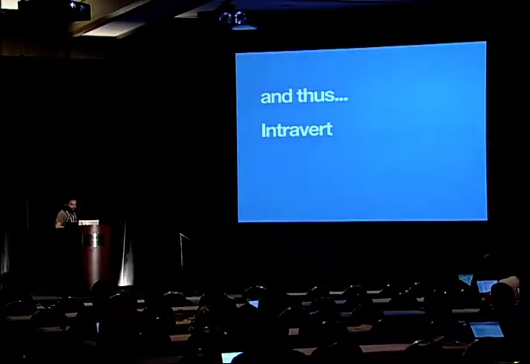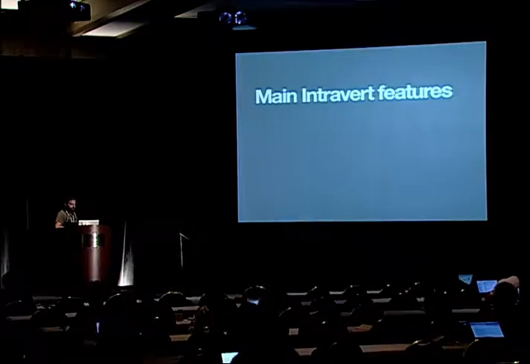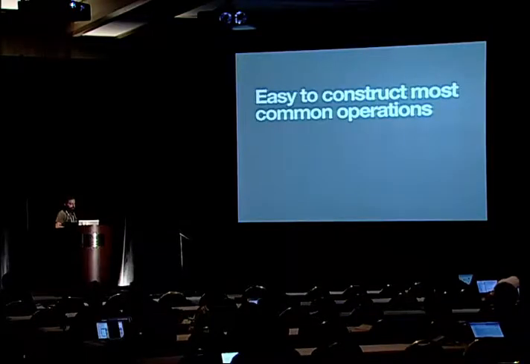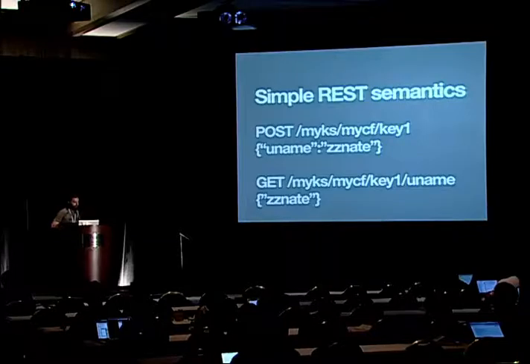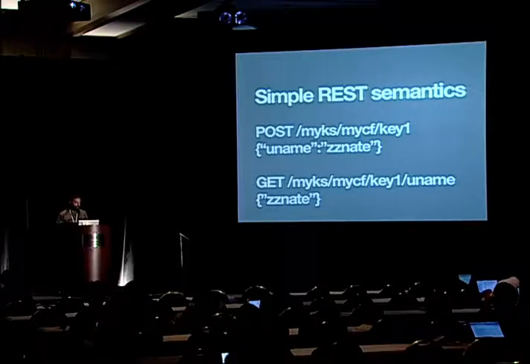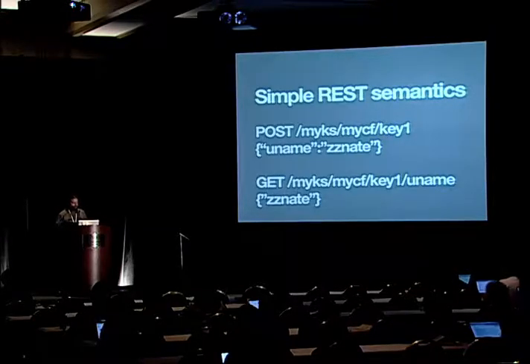So Introvert, main features: easy to construct most common operations, simple REST semantics. POST, you know, my key space, my column family, key one, I send a username. Get that username back. Pretty stupid simple. The guys at Health Market Sciences actually have this functionality up on their website. I forget the name of the project, but they have a REST endpoint for Cassandra working already. We actually took some of the functionality from that for these simple operations.